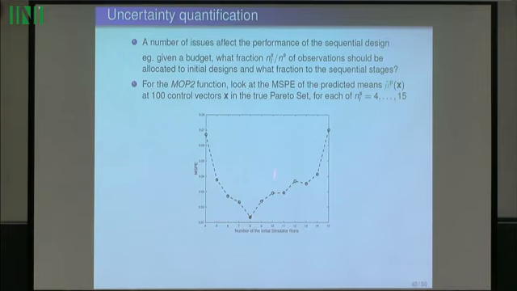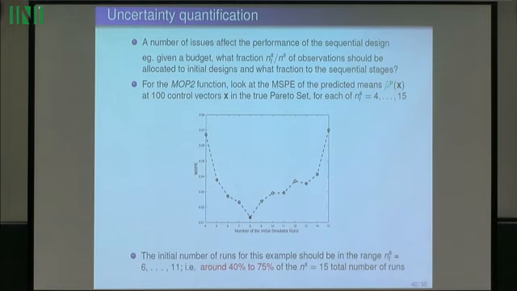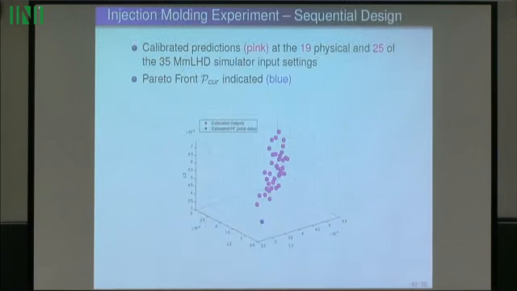This is the single stage design, no sequential steps in there at all, so that's not so good. It seems to be, maybe not surprisingly, better to be down in the middle here. So it looks like somewhere in the range 40% to 75% of your total number of runs should be in the initial batch, but that's only one example, so I can't give you a definitive answer.